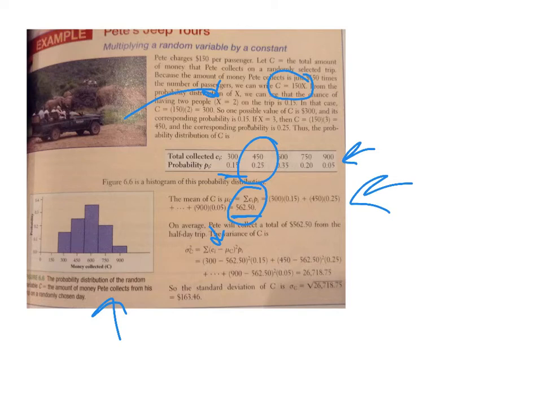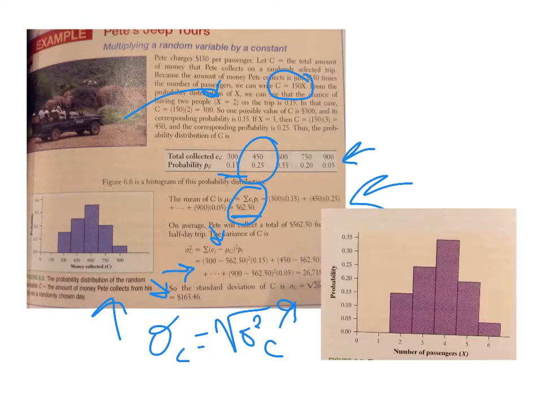Okay, so you can see your first value put in there: 300 minus the mean of 562.5, squared, times the probability of that happening, continuing all the way through. That allows me to get my standard deviation, because remember that the standard deviation of C is equal to the square root of the variance of C. And so my new standard deviation here is $163.46.